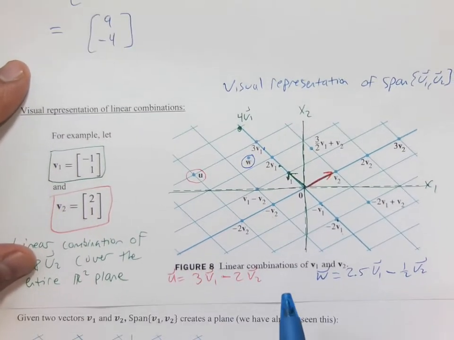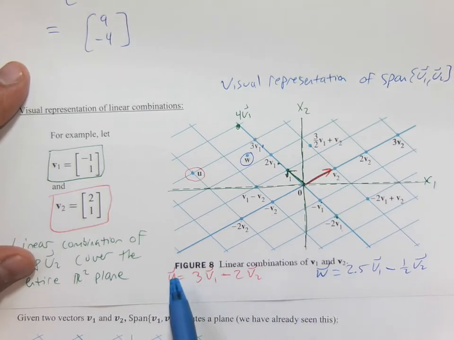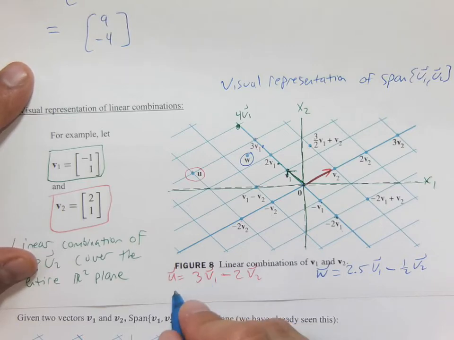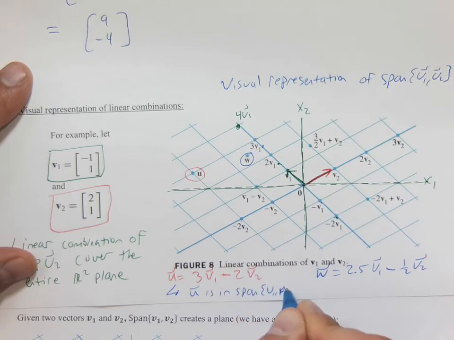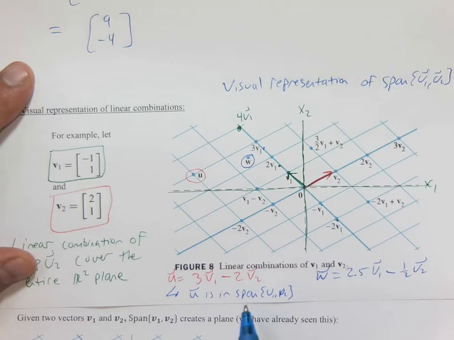This is two examples, right? This is kind of the thing we just wrote down. U equals 3v1 minus 2v2. So this is sort of indicating that, another way to say that is U is in the span of those vectors. Right? Because it can be written as a linear combination of those, right? We could say the same thing about W. W is in the span of v1, v2 because it can be written as a linear combination of them.